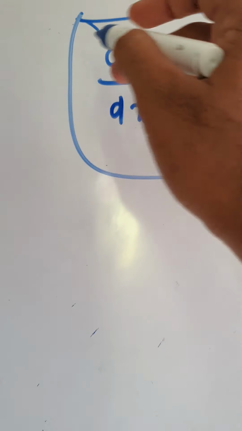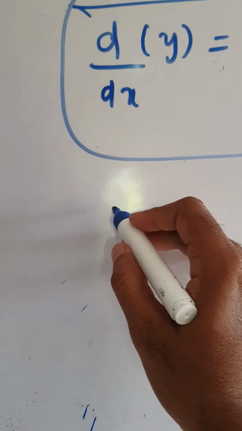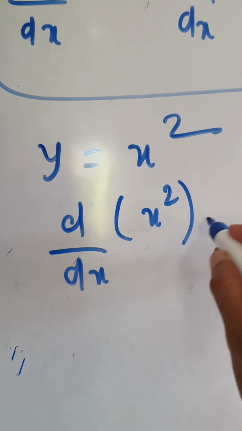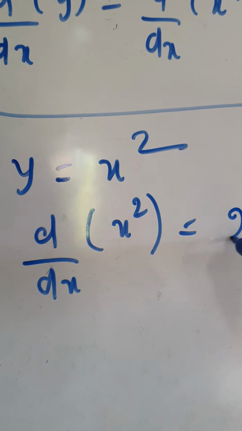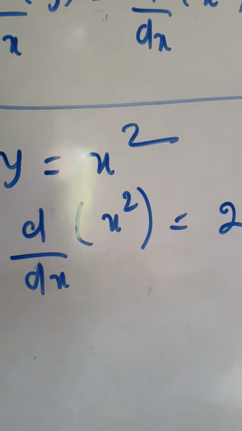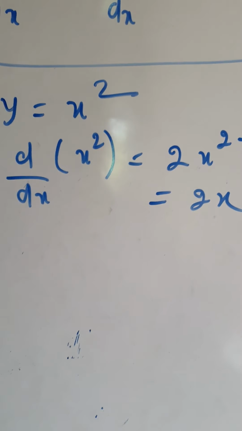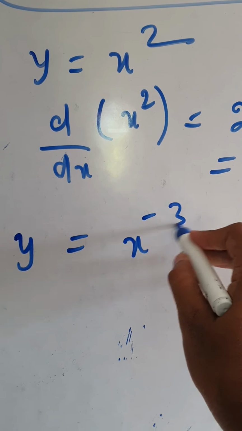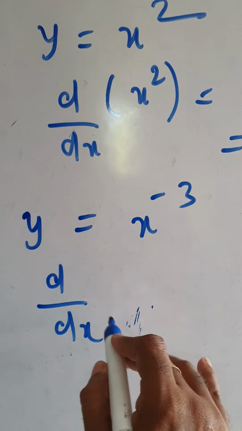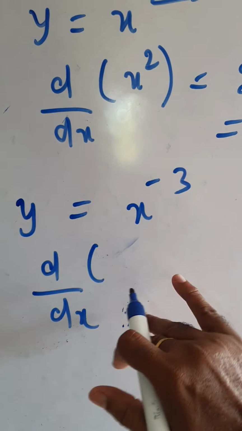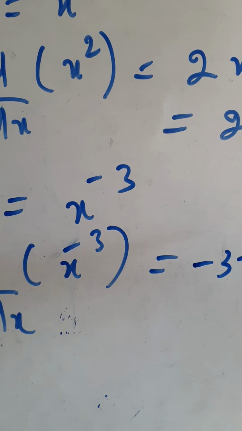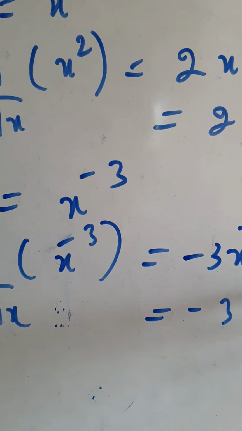By this formula, now we'll go to the same question. Suppose y is equal to x square. If we take d by dx of x square, by this formula, in place of n, 2 is there, so 2x to the power 2 minus 1, this will give you 2x. This is differentiation. And let's take another example, y is equal to x to the power minus 3. d by dx of x to the power minus 3, by the formula nx to the power n minus 1, is minus 3 x to the power minus 3 minus 1. This will give you minus 3 x to the power minus 4.